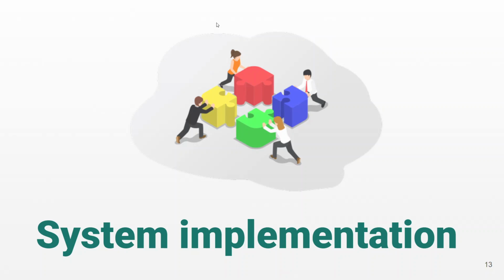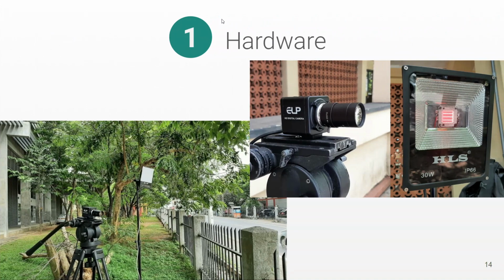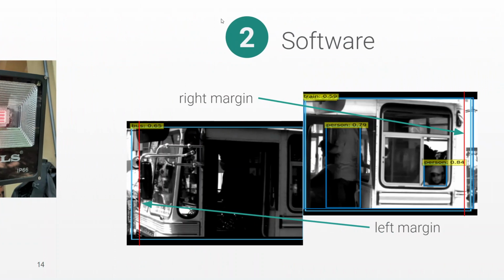First, let's discuss the hardware module. The hardware setup had 2 components. The first component is the near-infrared camera. This is a normal monochrome camera without its infrared cut filter. The second component is the near-infrared floodlight, and it emits near-infrared light of wavelength 740 nanometers, so it doesn't have a visual impact on drivers and passengers.